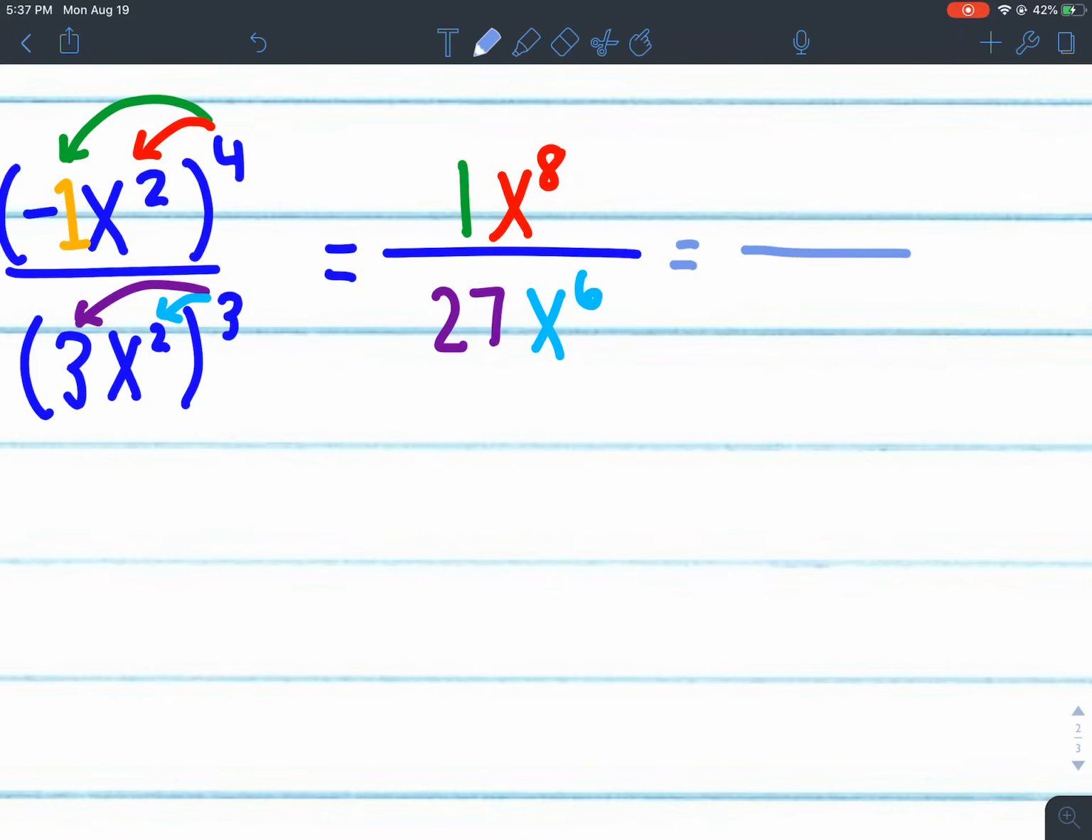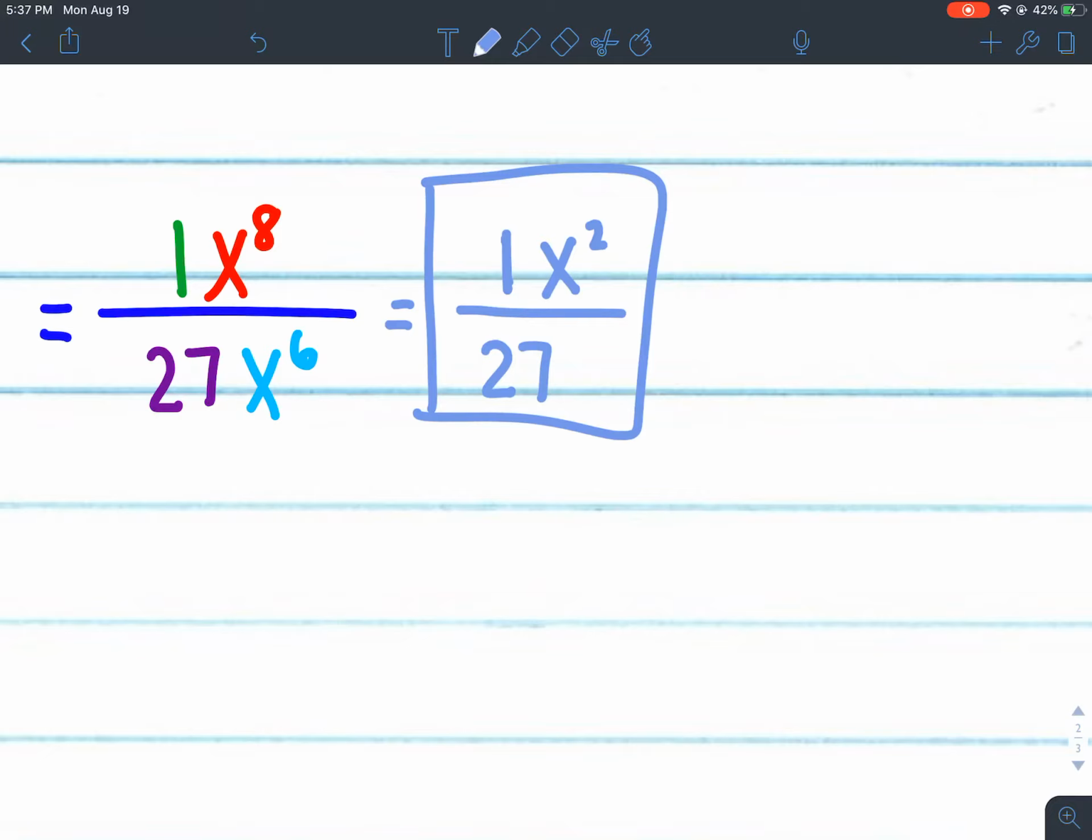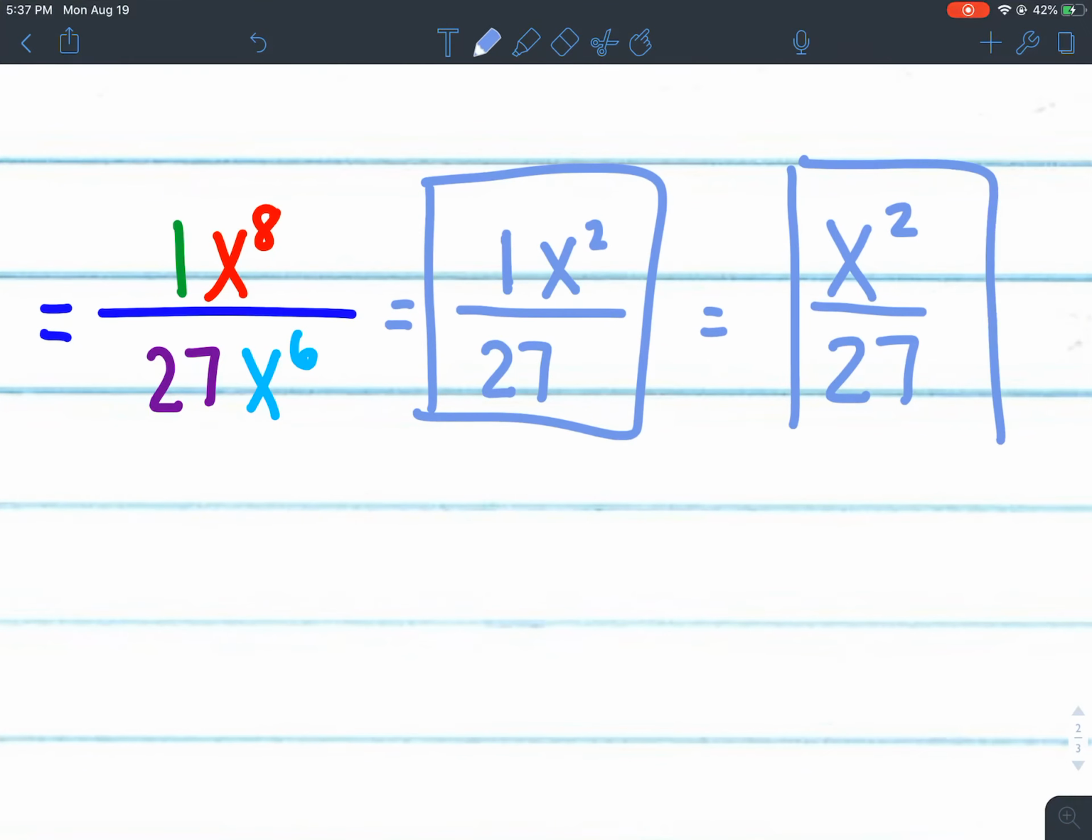Okay, I'm almost done here. I have some things to simplify. So 1 divided by 27 is going to stay as is. There's not much I can do there. With the x's, I know that I have the same base, right? There's 2 of them. So I know that I have more in the numerator, and there's 2 more there. So 8 minus 6 is 2. And then this would be my simplified answer. You might also write x squared divided by 27, so without the 1 there. Oops. That also works.